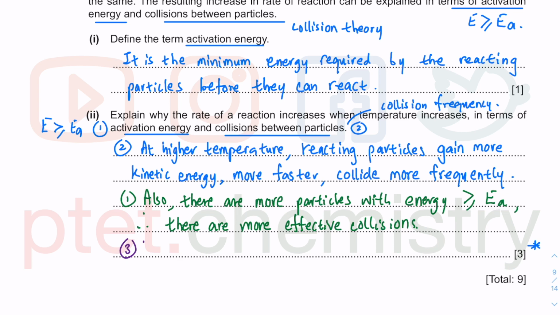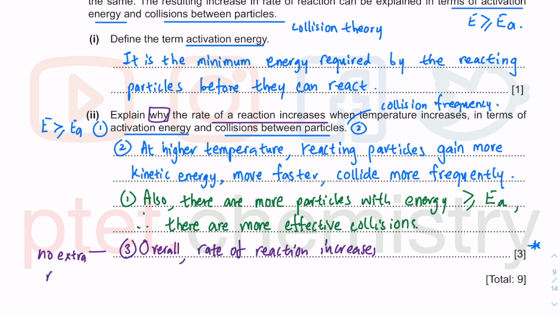So overall, due to greater collision frequency and also more effective collisions as a result of more particles having energy greater than or equal to EA, as your particles gained energy, the overall rate of reaction increases. Actually, you don't get an extra mark for this last point because they are just asking you why the rate of reaction increases. I have just completed the essay. There is no extra mark here because it was already mentioned in the question. It wasn't asking what happened to the rate and to explain it; it was asking to explain why that is the case.